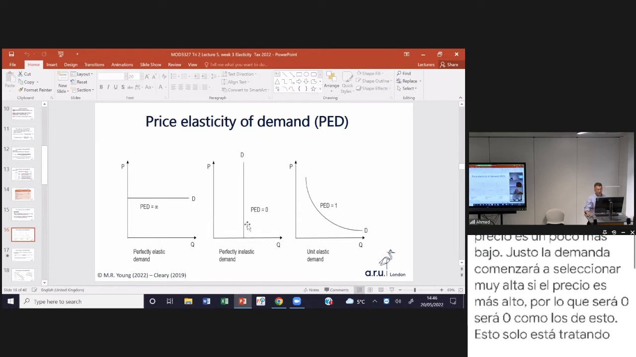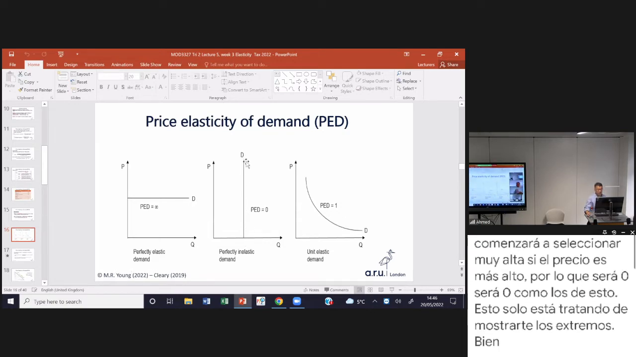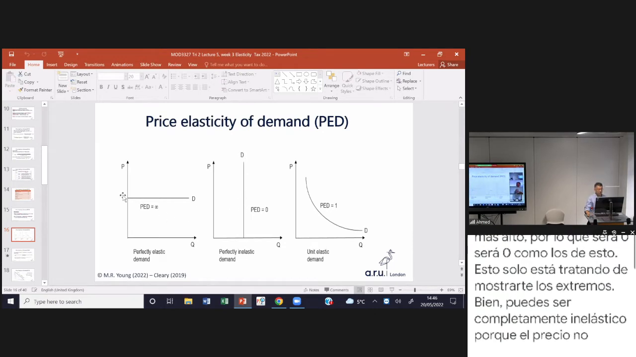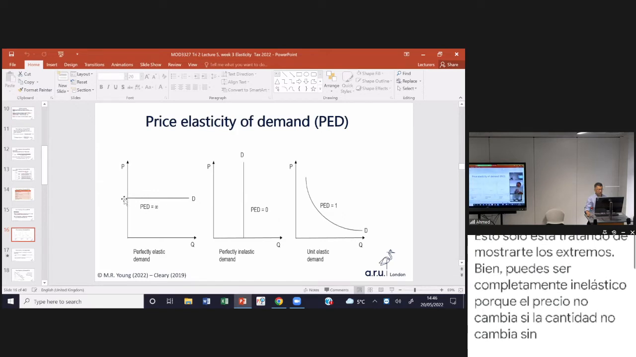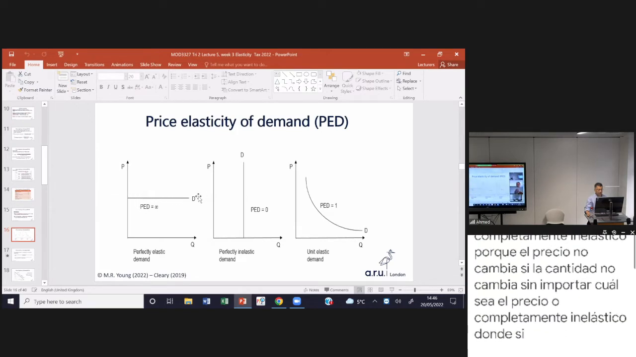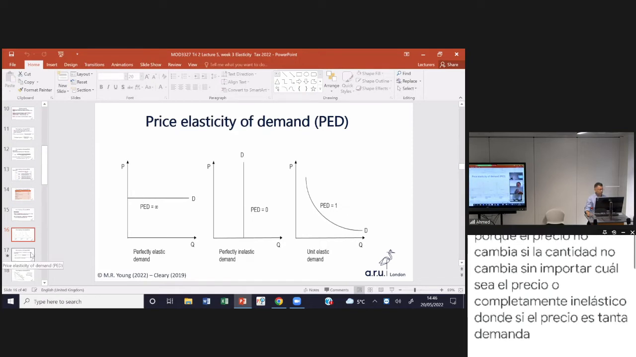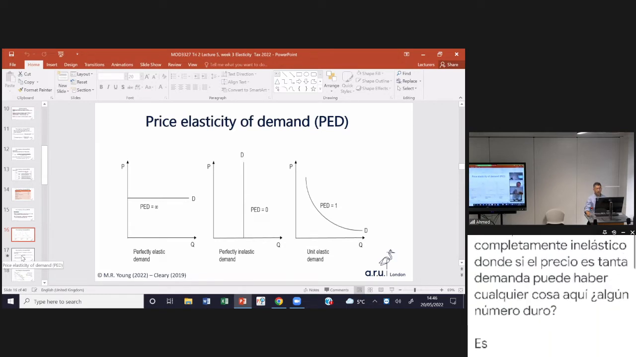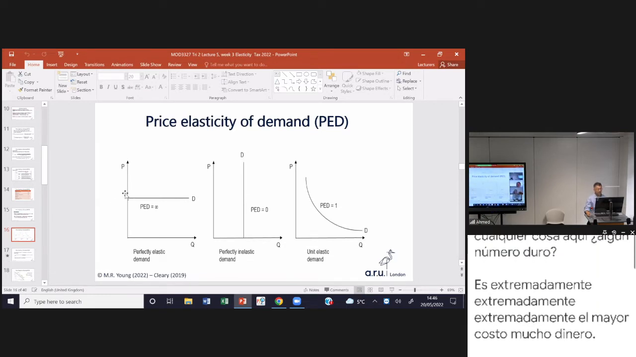It can be completely inelastic, where the quantity doesn't change no matter what the price is, or completely elastic, where if the price is that much, the demand can be anything on here, any high number. That's just the extremes, just to show you the extremes of it. So the higher the price, the lower the demand. But if it's above this, it can go down to zero. The demand can be zero above this.